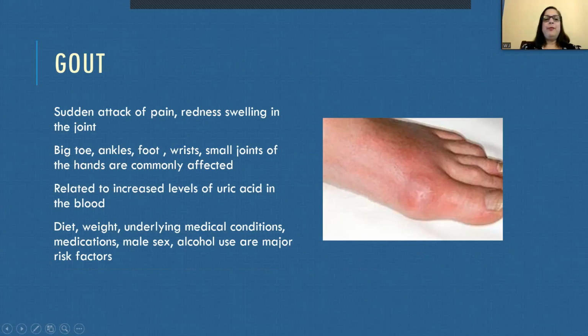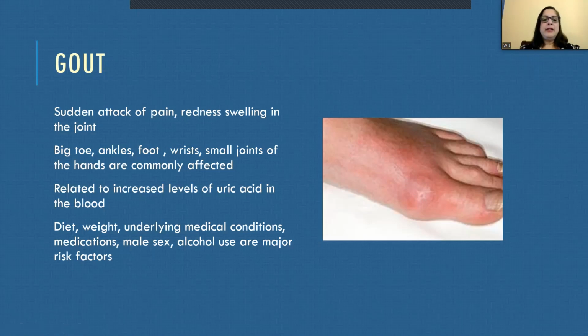Gout is a sudden attack of pain, redness, and swelling in the joint. It mainly affects the big toe, as you can see here. It is also known as podagra. It can also affect the ankles, foot, wrist. Small joints of the hands are also affected with gout.